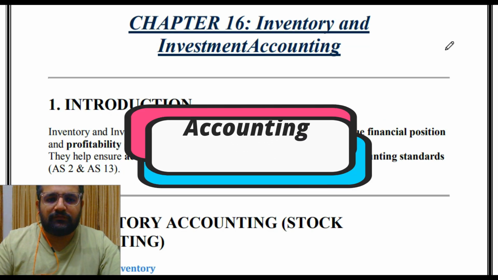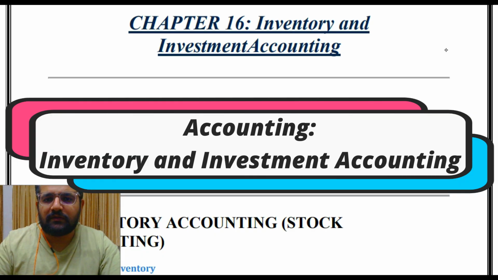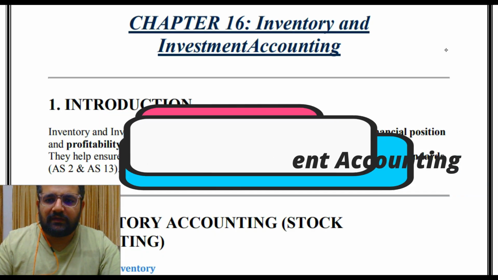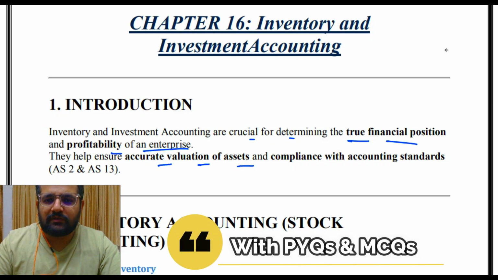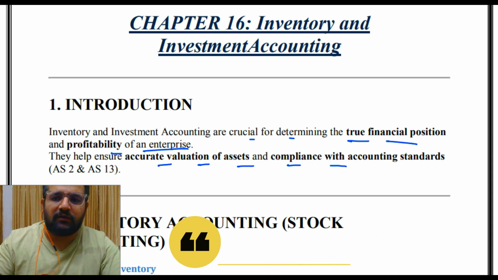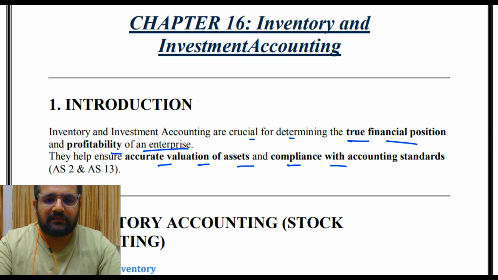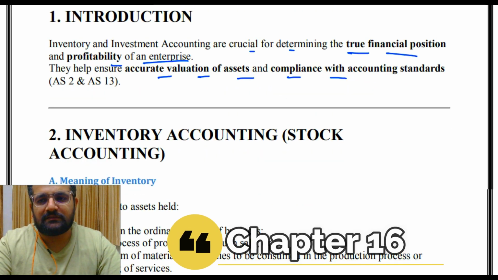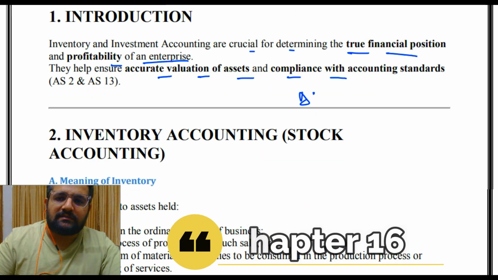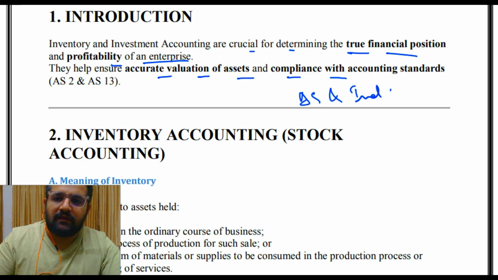So, introduction. Inventory and investment accounting are crucial for determining the true financial position and profitability of an enterprise. They help ensure accurate valuation of assets and compliance with accounting standards, that is AS2, accounting standard 2, and AS13, accounting standard 13. We have already taken accounting standards, in which we saw AS and Ind-AS, Indian Accounting Standards and Accounting Standards. Okay, very, very important topics.